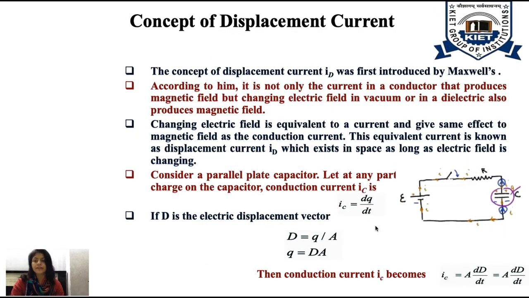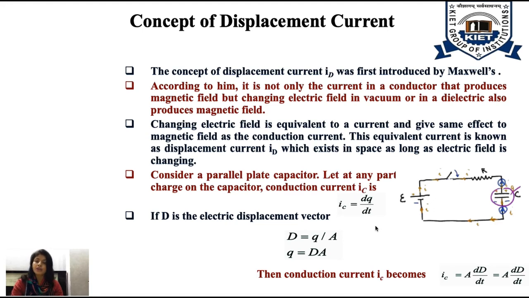Next is the concept of displacement current. The concept of displacement current ID was first introduced by Maxwell. According to him, not only current in a conductor produces a magnetic field, even a changing electric field in vacuum or in a dielectric also produces a magnetic field.